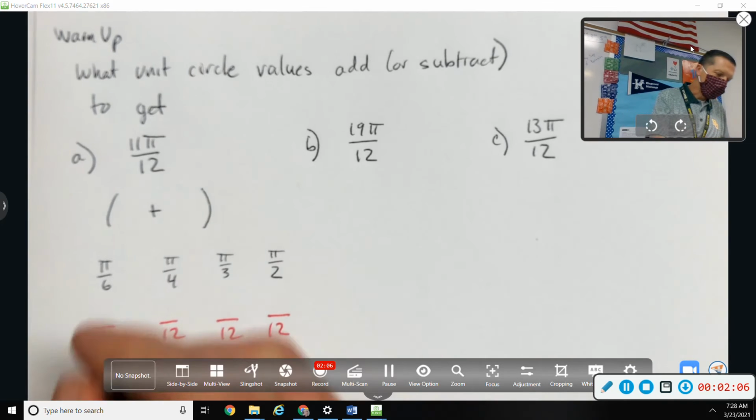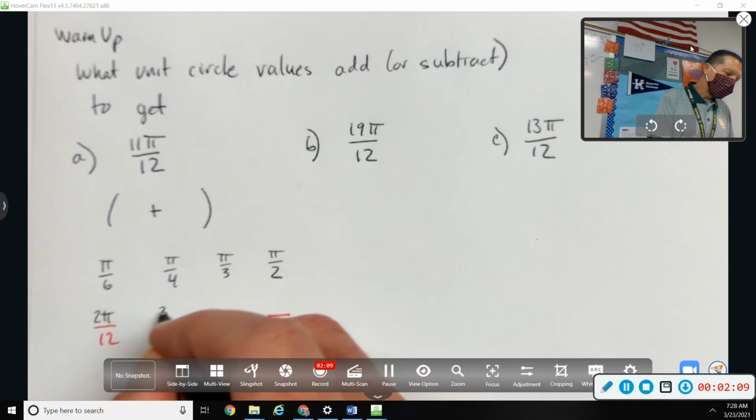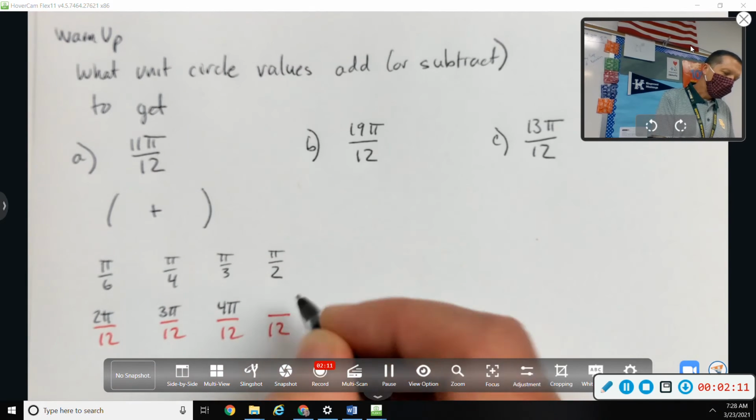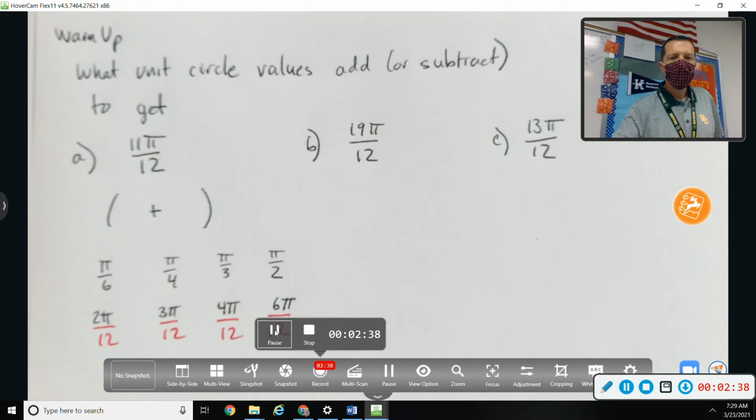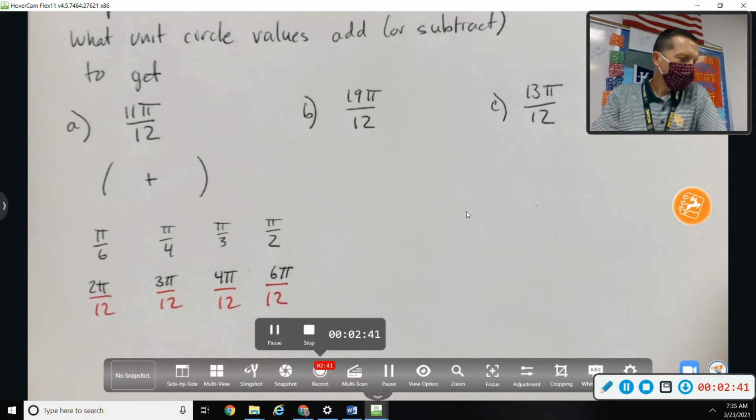But if we put them all over 12, then I think it's a lot easier to figure out, well, what does it take to get to 11 over 12, or 19 over 12, or 13 over 12. So I think we actually did 11 over 12 yesterday. So try those three. Remember, you can only use two values, but you can use multiple of these values. And there's usually more than one correct way to do it. So give those a try, and we'll come back and go over them in a minute. All right, let's go over these.